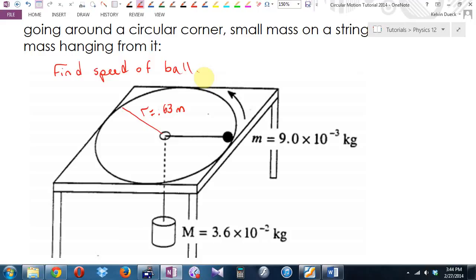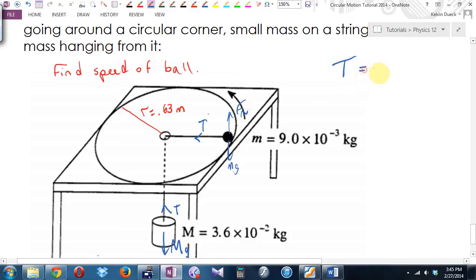Yeah, I would say big mg down, tension. And I guess I've got tension going this way, because the tension always comes in. In fact, tension is what's pulling it in a circle. I do also have little mg down and normal force up, but they're going to cancel out. I think what I really have as an equation is this: tension equals mv squared over r. And I know to use the v squared over r because it said find the speed.